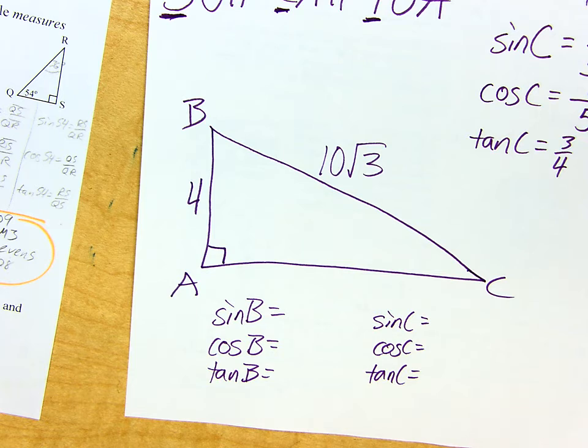What are you going to have to do first? You have to find AC first. And this is not a special right triangle, so we don't just know it. You have to do math.